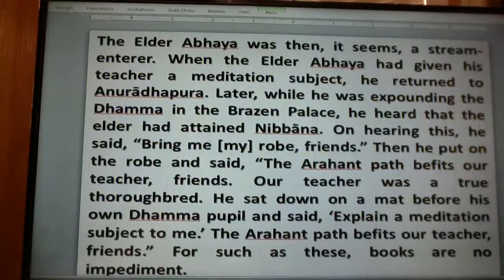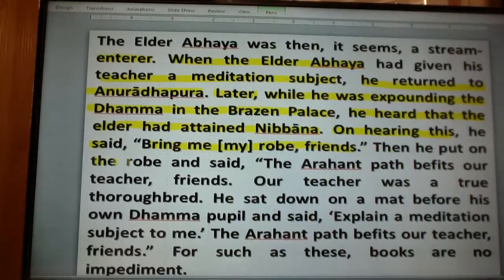Okay, so that's why here is the English translation. The elder, it seemed, when the elder had given his teacher a meditation subject, returned to Anuradhapura to teach the Dharma. Later, while he was expounding the Dharma in the Brazen Palace, so palace means like a hall, Dharma hall, he heard that the elder had attained Nibbana. On hearing this, he said, "Bring me my robe, friend."